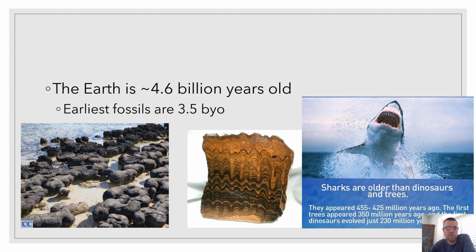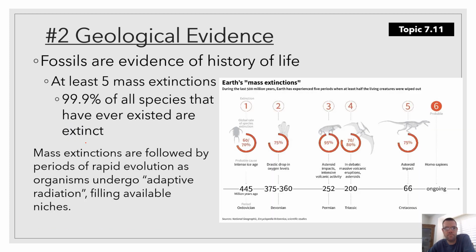And yes, sharks are older than trees. There are fossils that are 450 million years old for sharks, but trees are only about 350 million years old. Okay, number 2, geological evidence.